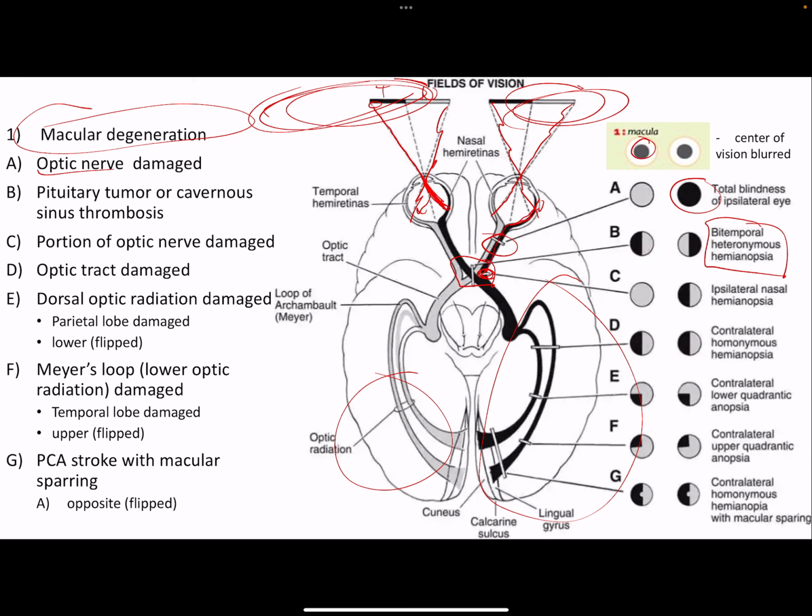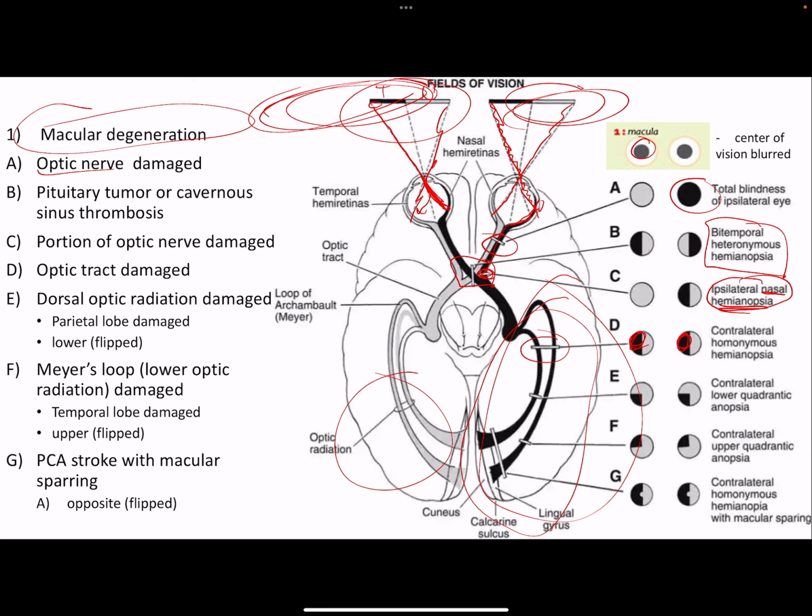Remember, the lateral side of our retina is receiving input from the nasal field right there. So this would be an ipsilateral nasal hemianopsia. Now, if we damage the whole optic tract, remember, everything after the optic chiasm, everything on the right side over here has to do with the left visual field. So D, we're losing the left visual field. I just can't see anything on the left side of my body.